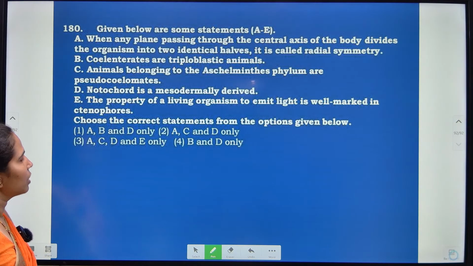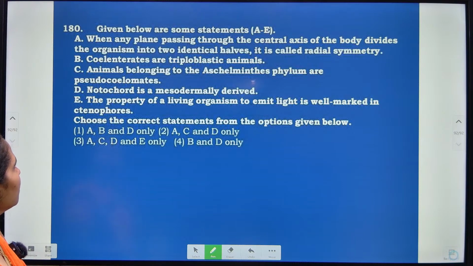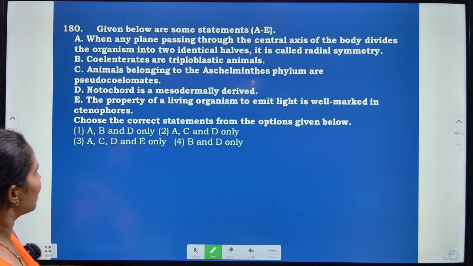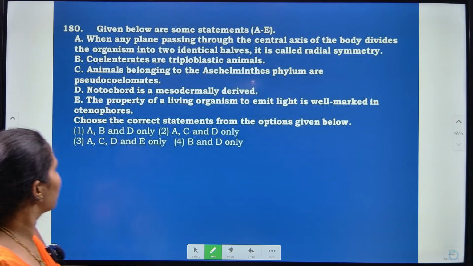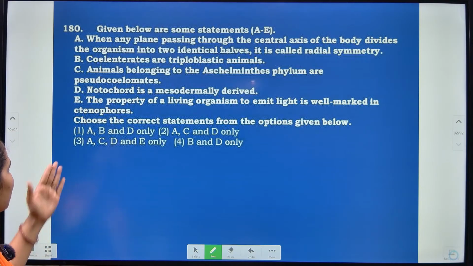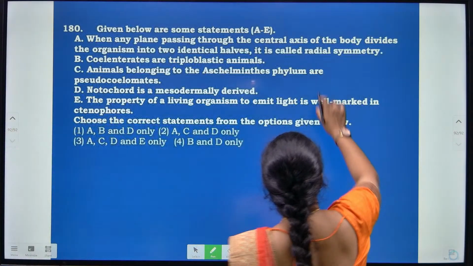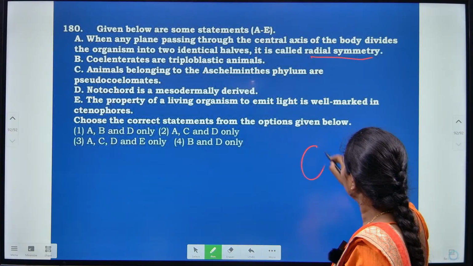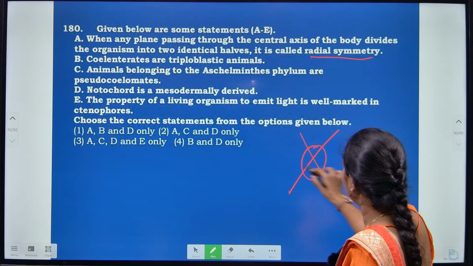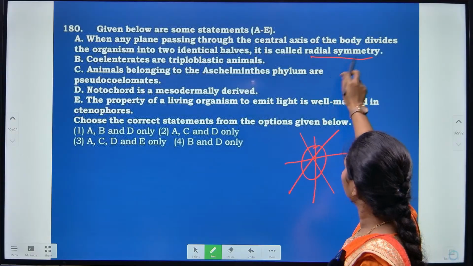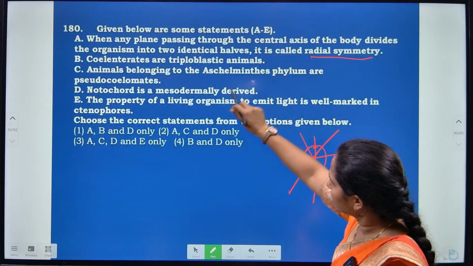Yes, coming to the last question here. Given below are some statements A to E. When any plane passing through the central axis of the body divides the organism into two equal identical halves, that is called radial symmetry. Yes, whenever a plane passes through the central axis and divides the body into two equal halves, then it is called the radial symmetry. It is right.